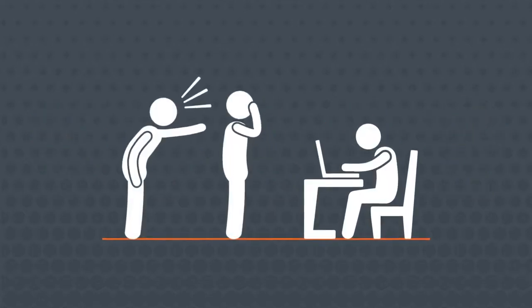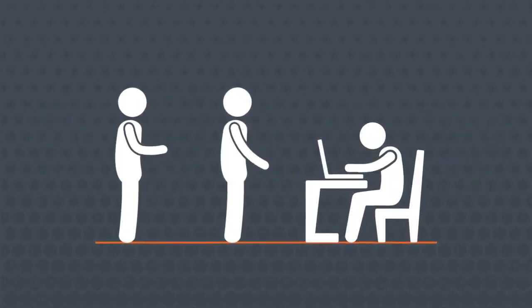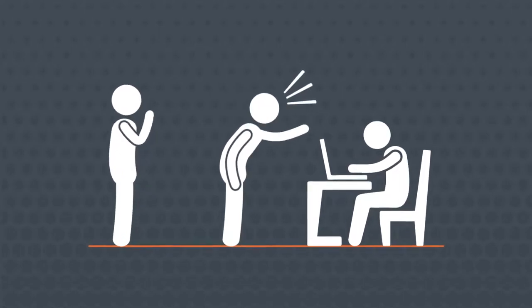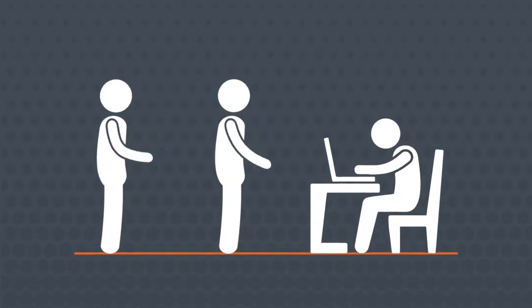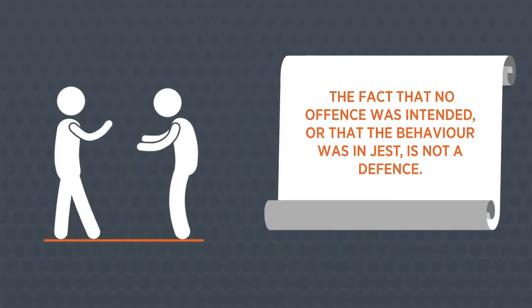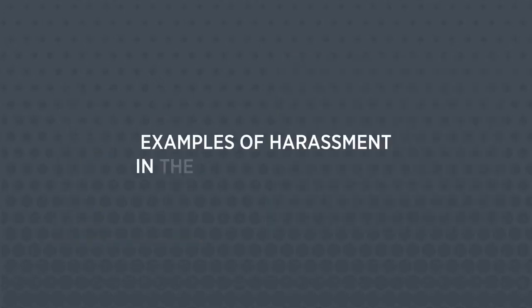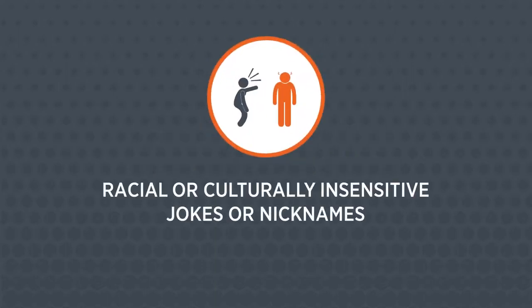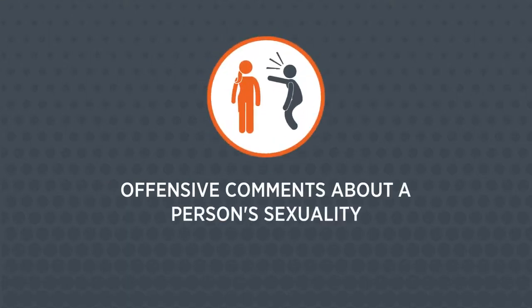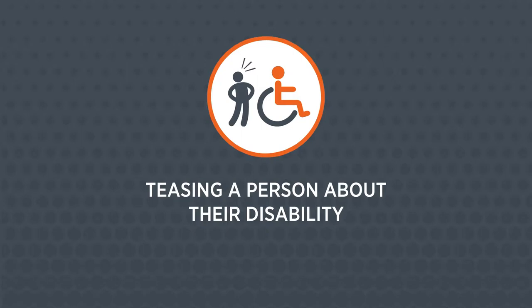Harassment does not have to be directed at a particular individual to be unlawful. Behaviour which creates a hostile working environment for other workplace participants can also be unlawful. The fact that no offence was intended or that the behaviour was in jest is not a defence. Examples of harassment in the workplace include racial or culturally insensitive jokes or nicknames, offensive comments about a person's sexuality, and teasing a person about their disability.